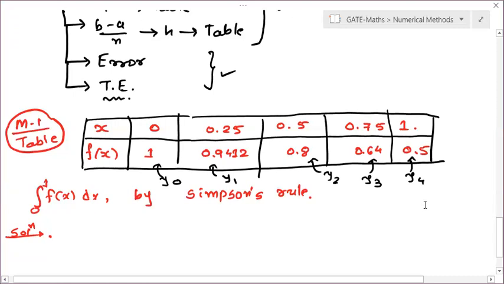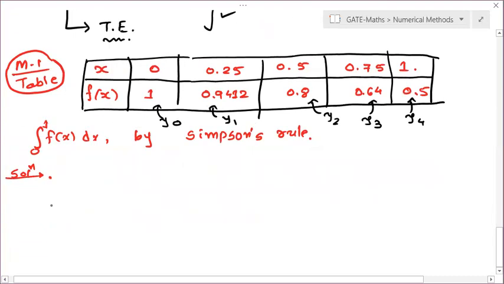Now see over here. The integral from 0 to 1, check from 0 to 1, yes. So from y0 to y4 you have to use Simpson's rule. It is not specified, that means it is Simpson's 1/3 rule.